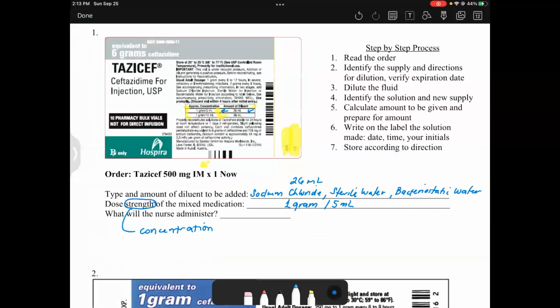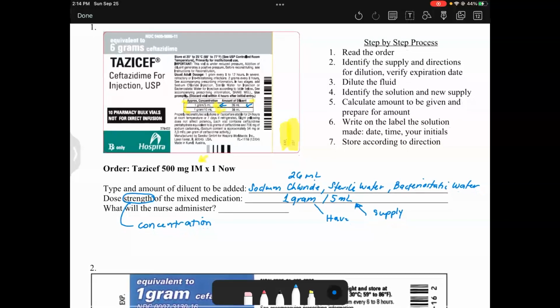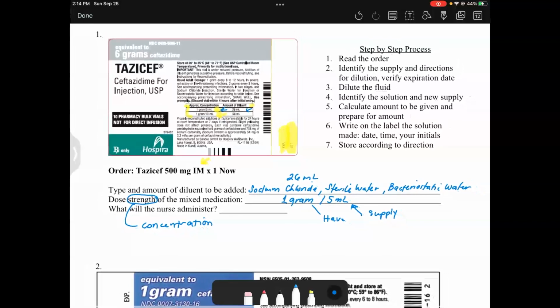So even though it's written this way, we have to take into consideration which one is our have, which one is our supply. So here we need to identify that this is our supply, right? And this is our have, because we have to use the same formula that we've always used, because the next question is, what will the nurse administer? So how much will we administer? Same formula: desired times supply over have, right?